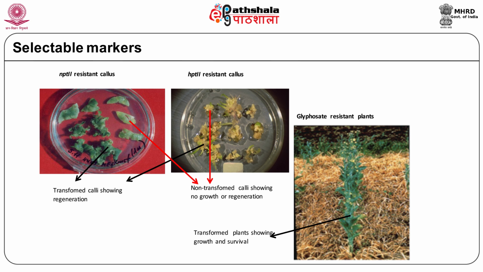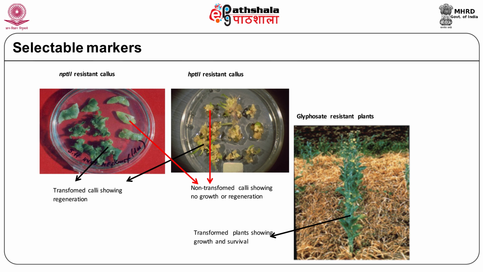Some of the commonly used selection markers include neomycin phosphotransferase 2, which is a bacterial enzyme that confers resistance to the antibiotic kanamycin. The NPT2 gene provides resistance by phosphorylating kanamycin, thus making it inactive. Hygromycin phosphotransferase 2 codes for hygromycin phosphotransferase, HPT, which detoxifies the aminocyclitol antibiotic hygromycin B.